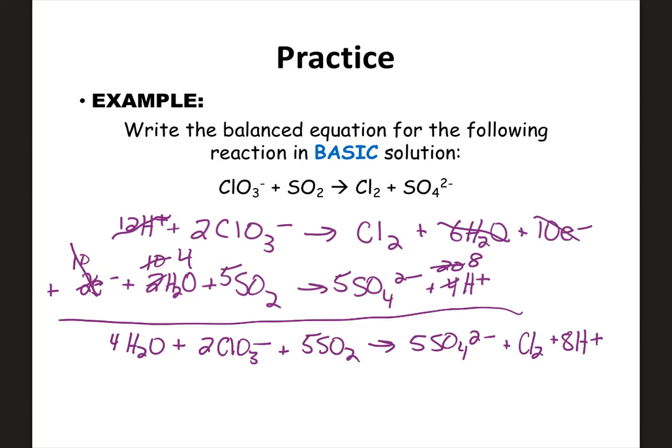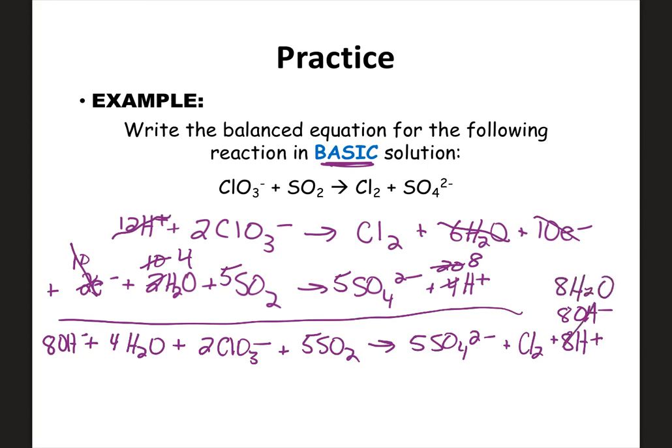All right, now we can't stop here for this one because it said this needs to be in basic solution. So I have to do step 7, which says add OH minus to both sides to cancel out your H plus essentially. So I see 8 H plus on the right, so that means I need to add 8 OH minus to both sides. All right, so I have 8 OH minus here on the left, and then I have 8 OH minus here on the right. Now that'll cancel out your H plus, but realize here it's not just going to make both of them disappear. It becomes water essentially. All right, 8 OH minus and 8 H plus become 8 water on the right side.